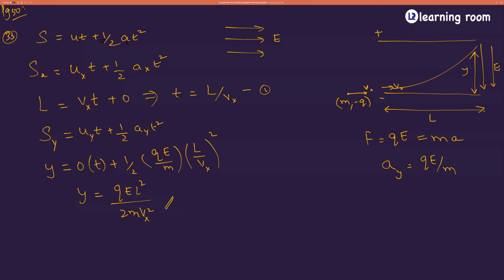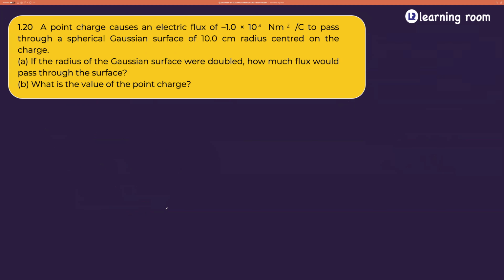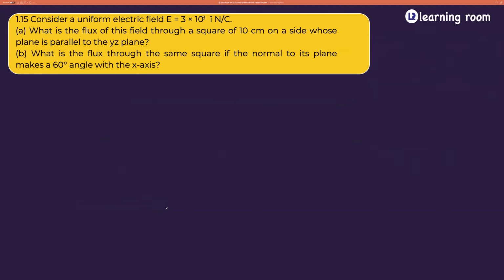Okay. Listen. So consider a uniform electric field of value 3 into 10 power 3 I cap Newton per Coulomb. What is the flux of this field through a square of 10 centimeter on a side whose plane is parallel to the YZ plane? So how to solve this? There is a square of 10 centimeter on a side whose plane is parallel to YZ plane.